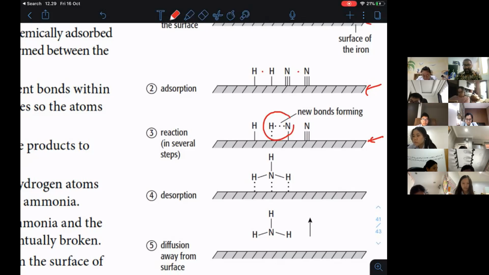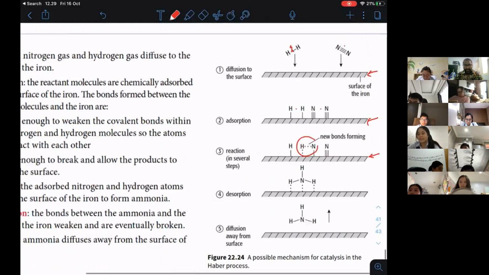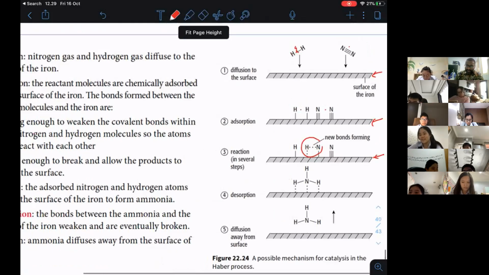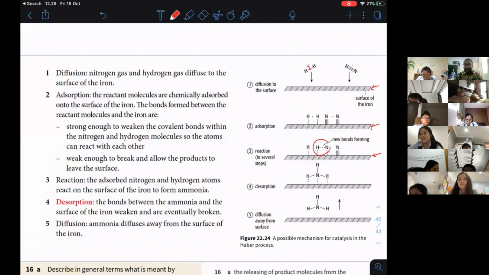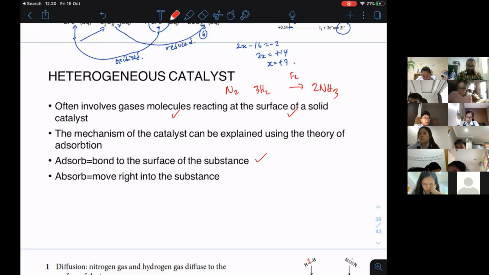It provides an area. I think I can finish it today itself. Let me just finish it today. It always involves gaseous molecules reacting at the surface of a solid catalyst. For example, nitrogen gas with hydrogen gas to produce ammonia. These gases react at the surface of the solid, in this case iron powder. So the mechanism can be explained by the theory of adsorption.